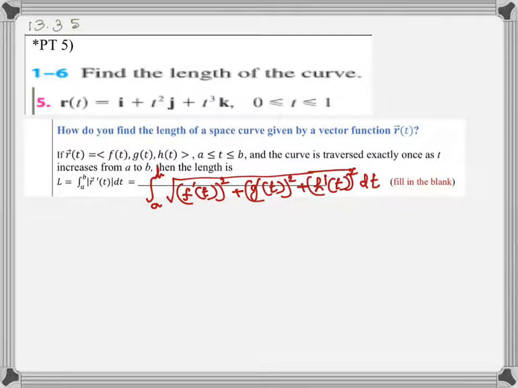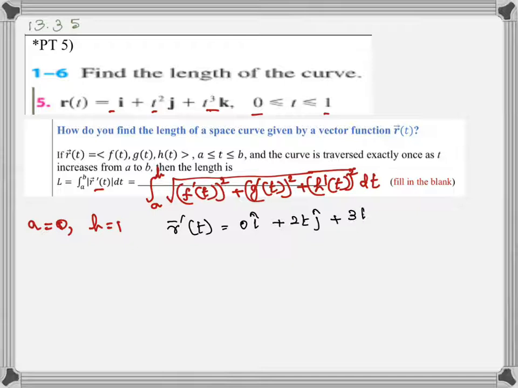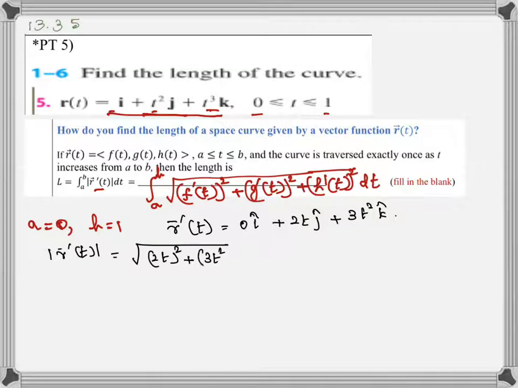If we are given r of t in the vector form, here f of t is 1, g of t is t square, and h of t is t cube. We are going to take the derivative of r of t, and then we are going to use this integral. Here the t value runs from 0 to 1, so a equal to 0, b equal to 1, and r prime t is derivative of 1, which is 0i plus 2t j plus 3t square k. So from here, you are taking the derivative of each component. Then we are going to find absolute r prime t, which is square root of x component square plus y component square plus z component square from r prime t, which is 4t square plus 9t to the power 4 within the radical.